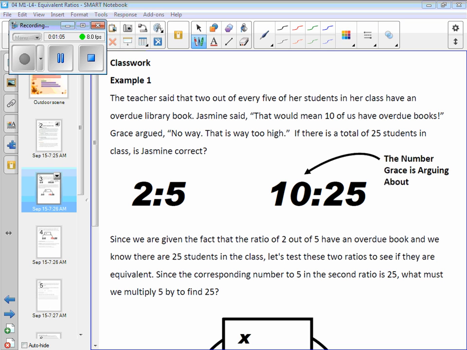Okay, I'm going to underline 2 out of every 5, and I'll put 2 to 5 above that. That's a key VIP. That's important.